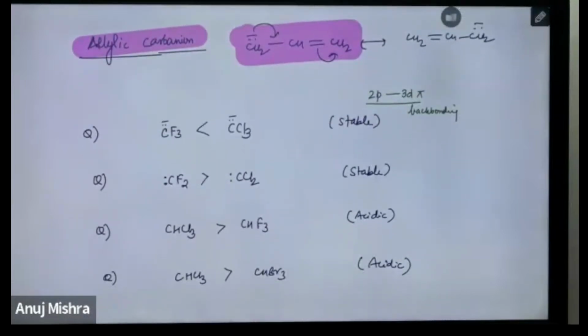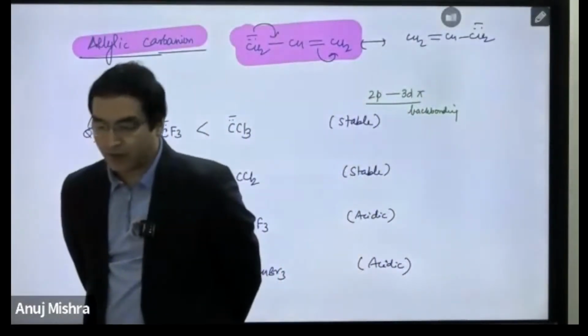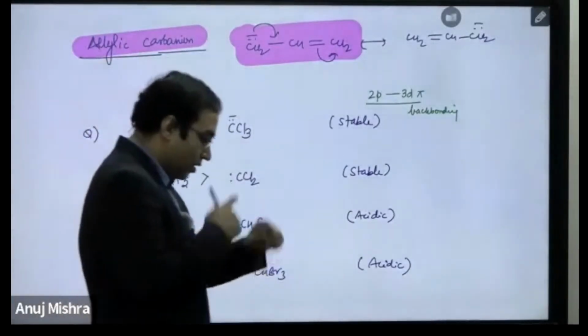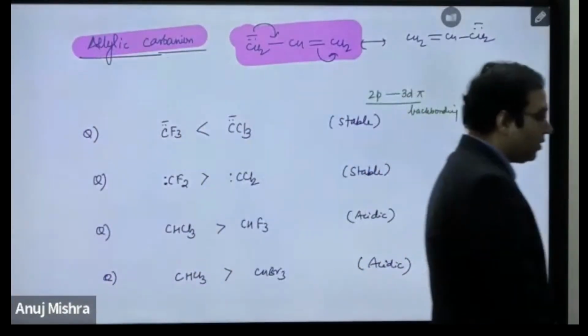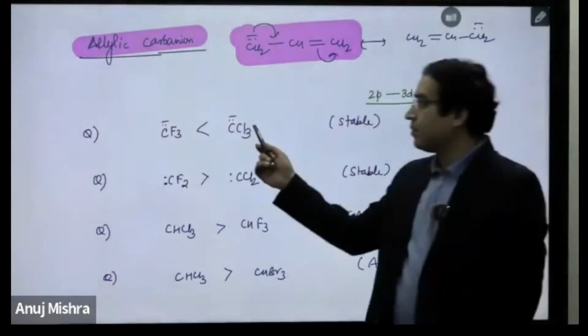Note down these 4 questions. We have done them a number of times. Again, I will just revise, a quick review, and then we close it. Note down the answer. Any doubt? CF3 minus and CCl3 minus. Why is CCl3 minus better?